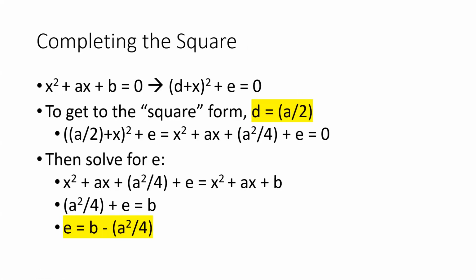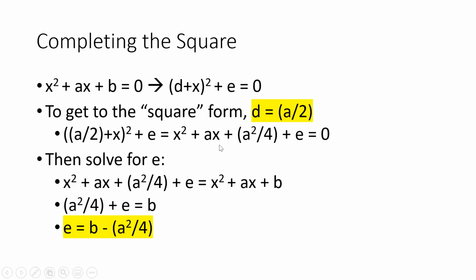Now, we need to complete the square. In order to do that, you need to know that this d is equal to a over 2, right? And that makes sense because if you multiply the (d plus x) squared out, you want to have that d equal to a over 2, because then you'll just get plain old a back here in the beginning. So if we plug in what we have for d, we get (x plus a over 2) squared plus e, right? And now if we multiply that out, we get x squared plus ax plus a squared over 4 plus e is equal to 0.